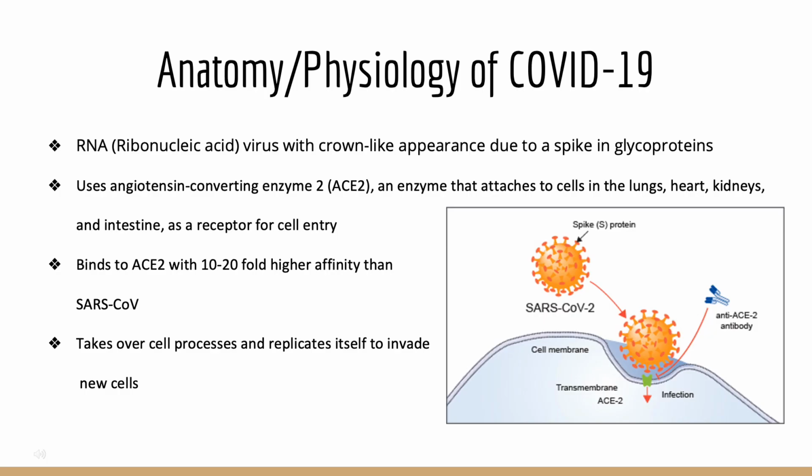COVID-19 is an RNA virus that has a crown-like appearance due to a spike in the glycoproteins. This virus uses angiotensin-converting enzyme 2, also known as ACE2, which is an enzyme on cells in the lungs, heart, kidneys, and intestine, as a receptor for cell entry. The reason COVID-19 is far more dangerous than SARS-CoV is because it binds to ACE2 10 to 20-fold higher, which allows it to take over the cell processes, and it replicates itself to invade new cells.